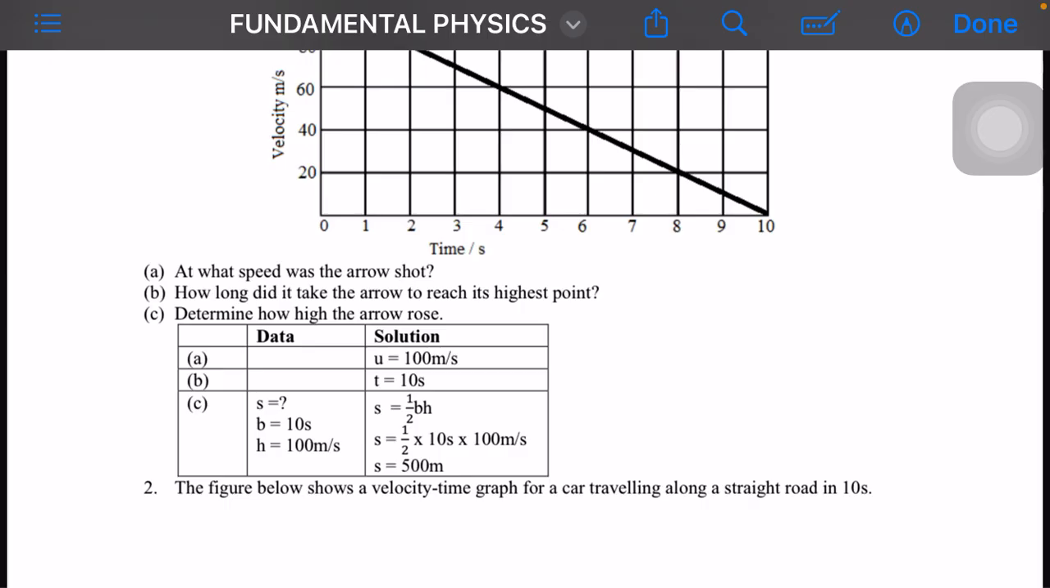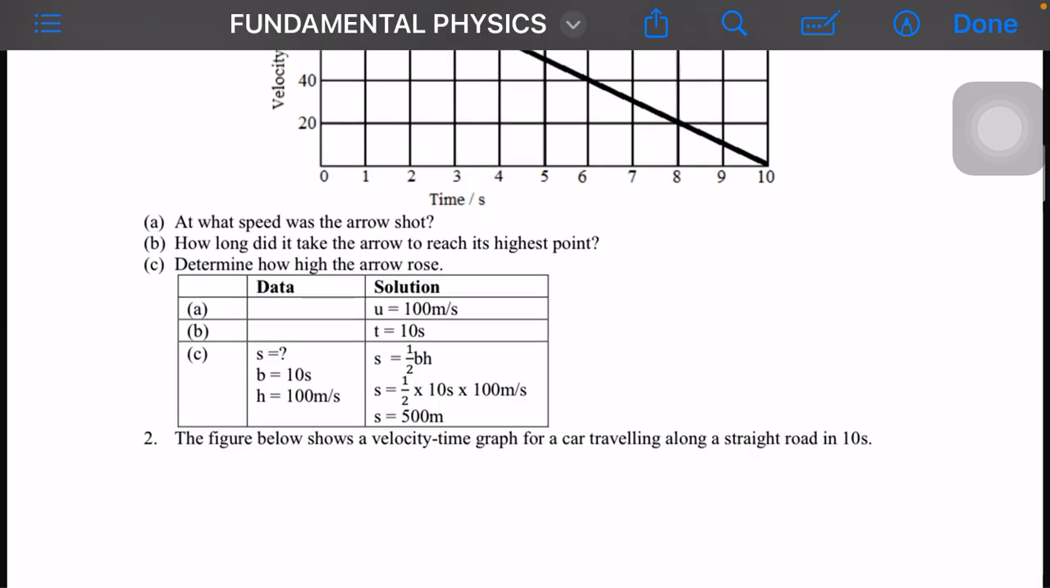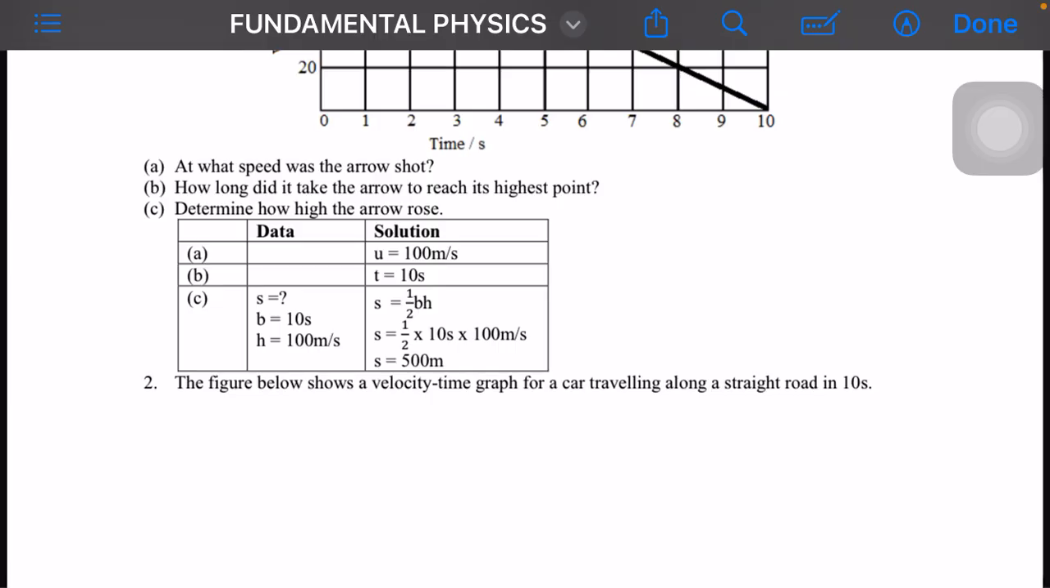So determine how high the arrow rose. So here, let's simply use the equations of linear motion to find how high. So linear motion equations, please, they are very important. You have to know them whether you like it or not. Mechanics always comes in the exam. Those things, you have to know them by heart.